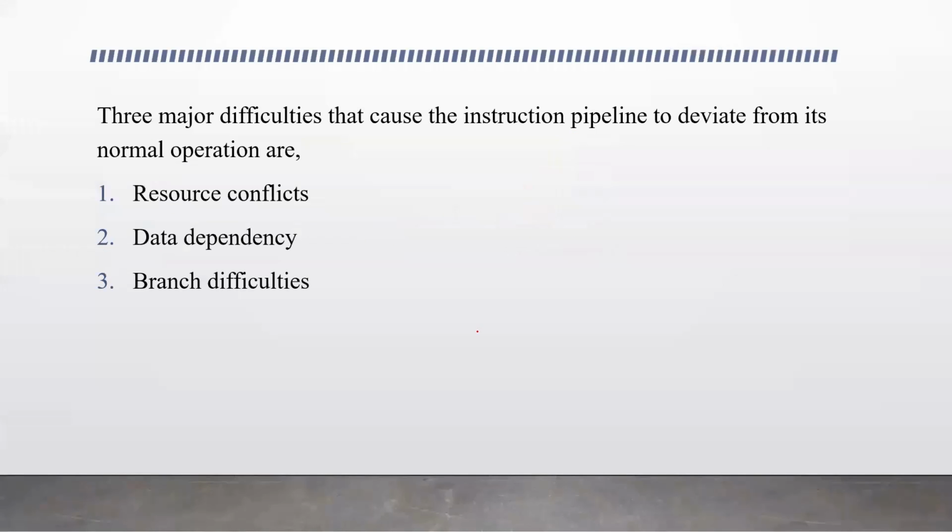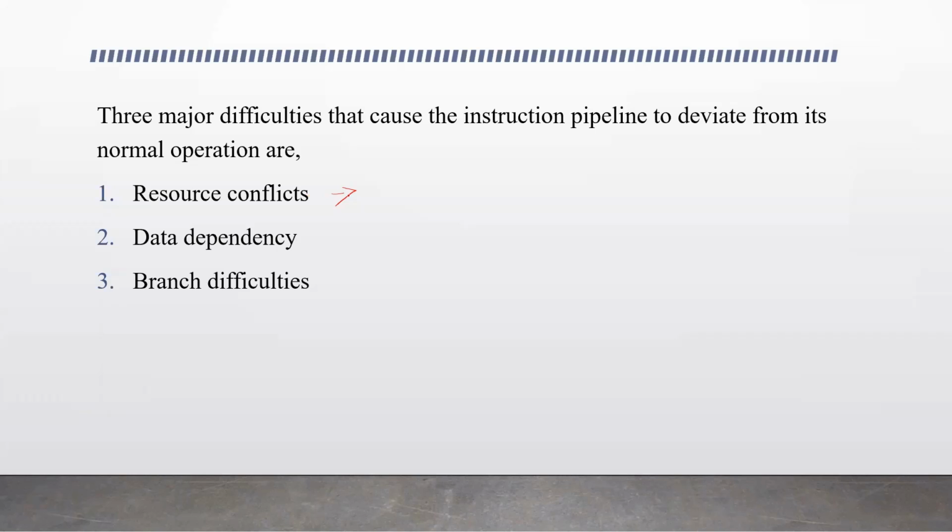So what are the difficulties here? The three major difficulties cause the instruction pipeline to deviate from its normal operation. Normal operation is executing the instructions one after the other in a smooth way. But there may be conflicts. So the three major difficulties are resource conflict. First one is resource conflict.